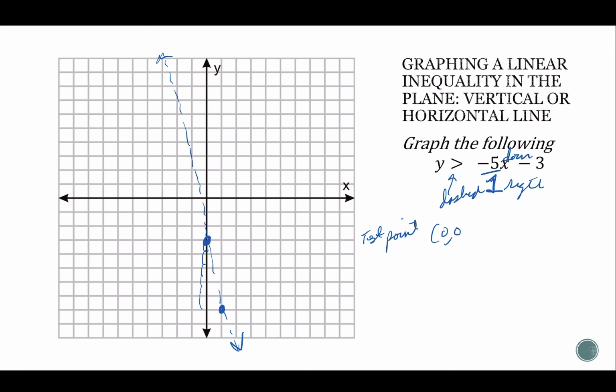I pick 0, 0. 0 is greater than negative 5 times 0 minus 3. 0 is greater than minus 3. That's false. So I'm not going to shade this side with my test point.